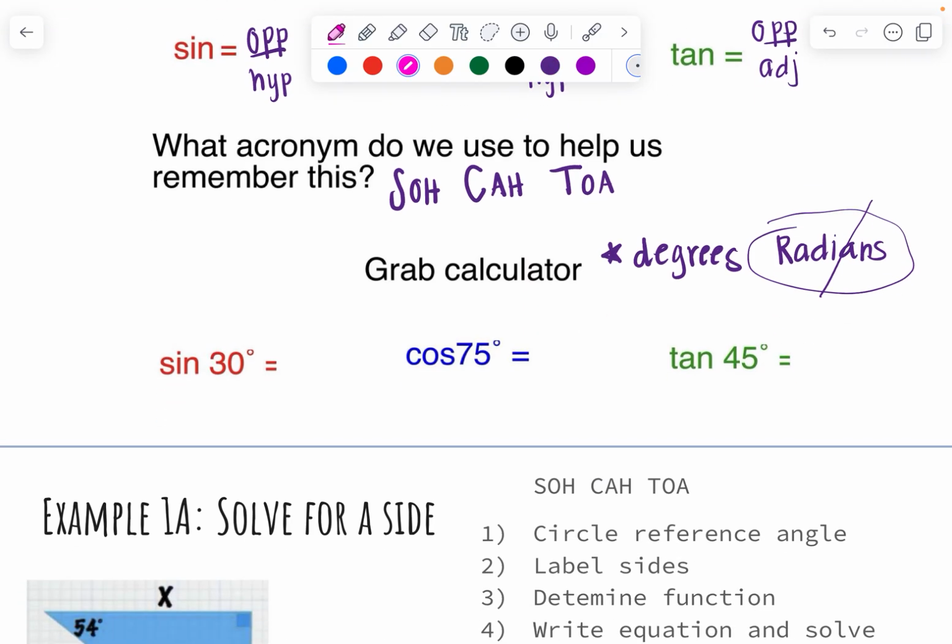On whatever calculator you're using, if you do sine of 30, you should get 0.5. If you did not get 0.5, then your calculator is probably in radians and not degrees. Also, depending on what calculator you're using, sometimes you need to put the degree in first and then hit the sine button, so you'll have to play with it and see what the order is. Cosine of 75, if we round it to the nearest hundredth, you should get 0.26. And tangent of 45 equals 1.